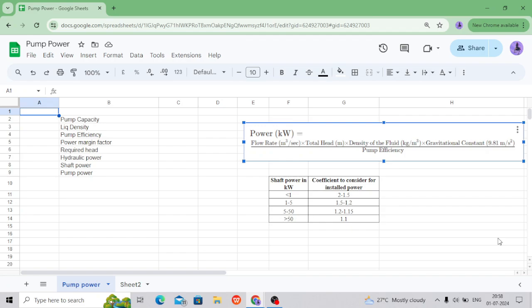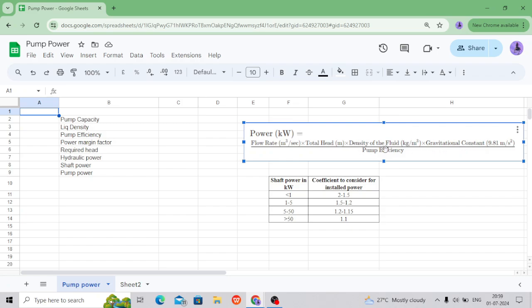Guys, today in this video, we are going to discuss an important term, which is pump power. We are going to learn the calculation of pump power using Excel. Means using Excel, how can we calculate the pump power? To calculate the pump power, we have to use the following equation, which is flow rate into total head into density into gravitational constant upon pump efficiency.